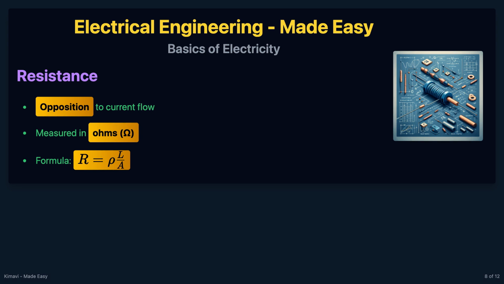Resistance is a measure of the opposition to the flow of current in a conductor. It is measured in ohms. The resistance of a conductor depends on its material, length, and cross-sectional area. The formula for resistance is R equals rho times L divided by A, where R is the resistance in ohms, rho is the resistivity of the material in ohm meters, L is the length of the conductor in meters, and A is the cross-sectional area in square meters.